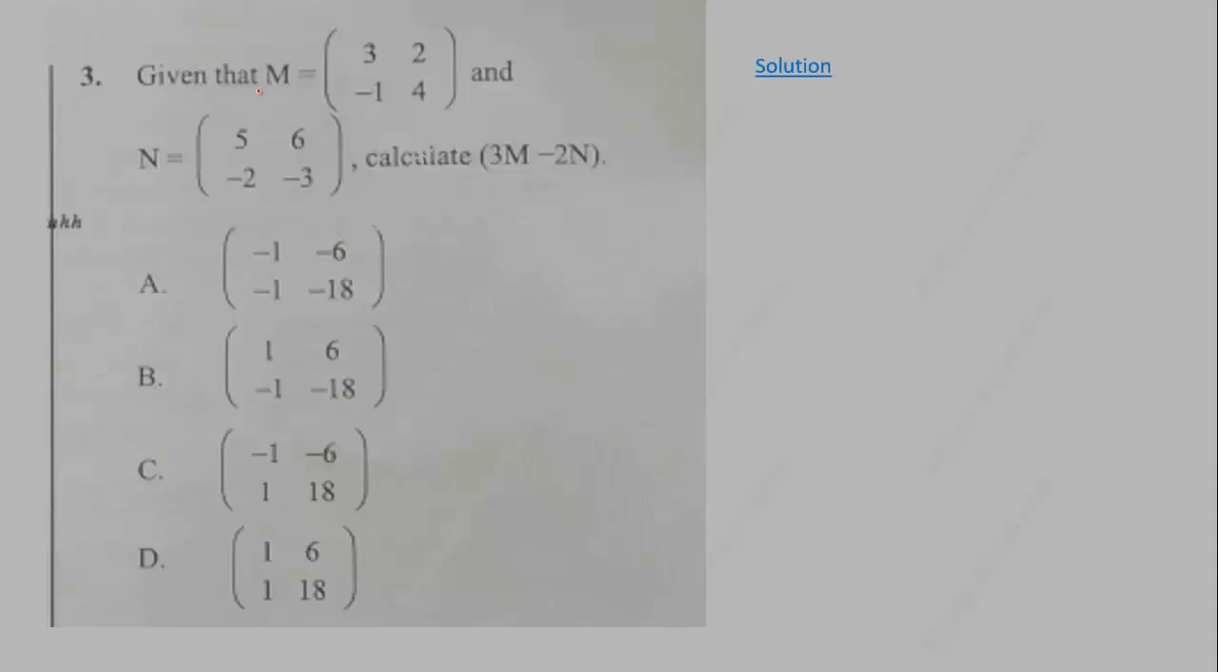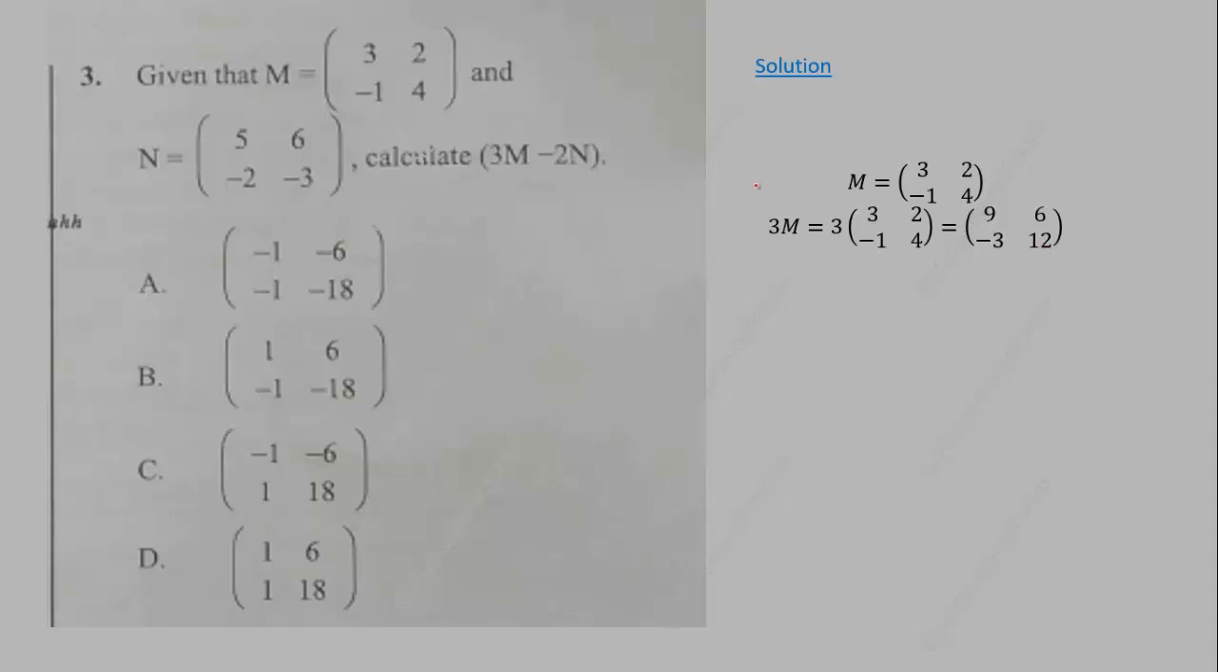We are given that the matrix M is having the following entries, and the matrix N is having the entries as given, we have to calculate 3M minus 2N. So these are the matrices. M is having entries 3, 2, negative 1, 4. Then 3 times of this, we multiply each entry by 3. So this will give you 9, this will give you 6, then this will give you negative 3, and this will give you 12.